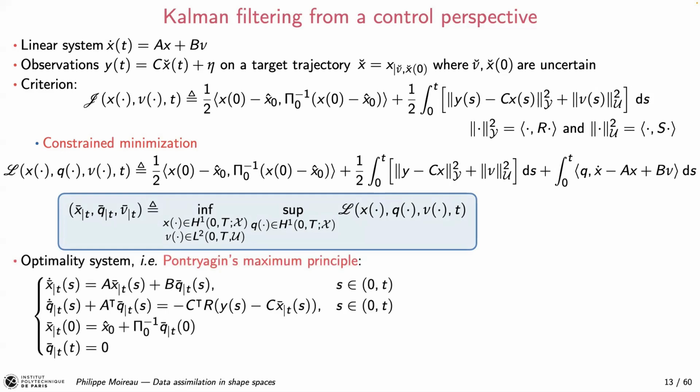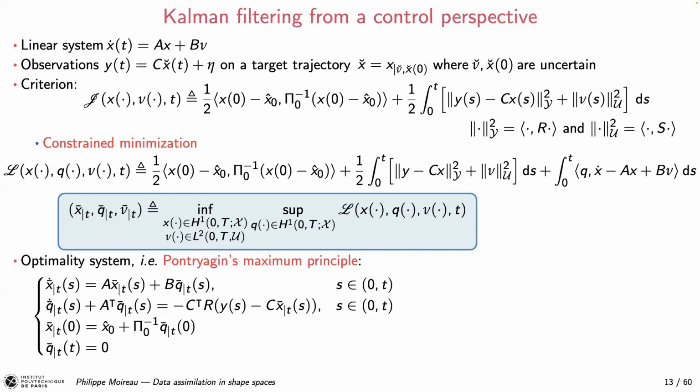Okay, so for that you compute the derivative of L with respect to each variable, you set the derivative equal to 0, then you get the optimality system. It's classical linear quadratic optimization under constraint. And you get this. In this, that's the trajectory that you want to follow. But it depends on the Lagrange multiplier, and the Lagrange multiplier is given by this equation.